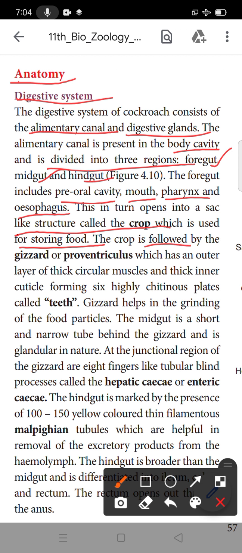Then the crop is followed by the gizzard or proventriculus, which has an outer layer of thick circular muscles and a thick inner cuticle forming 6 highly chitinous plates called teeth. So normal teeth are not seen; these are the proventricular teeth. The teeth help in the grinding of the food particles.